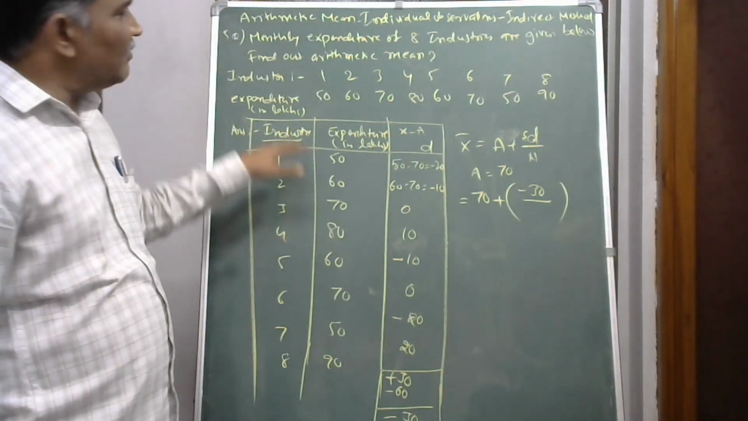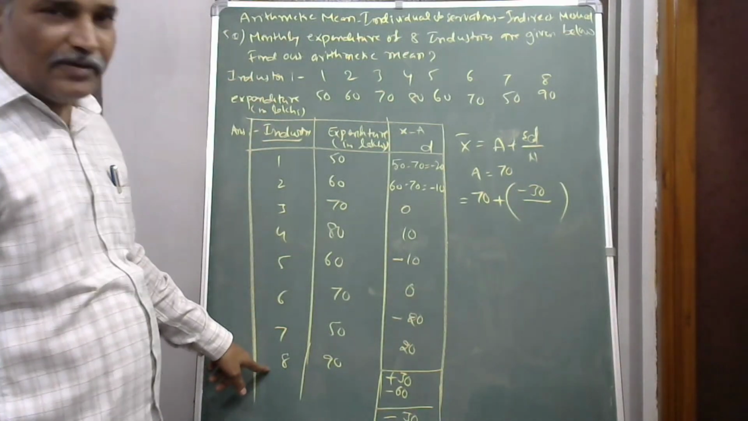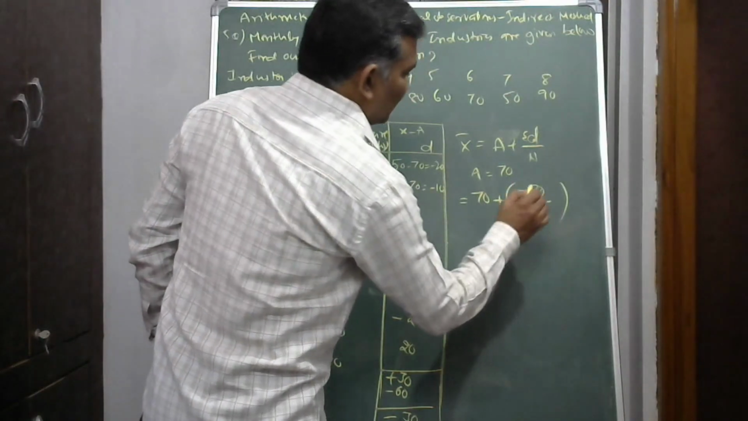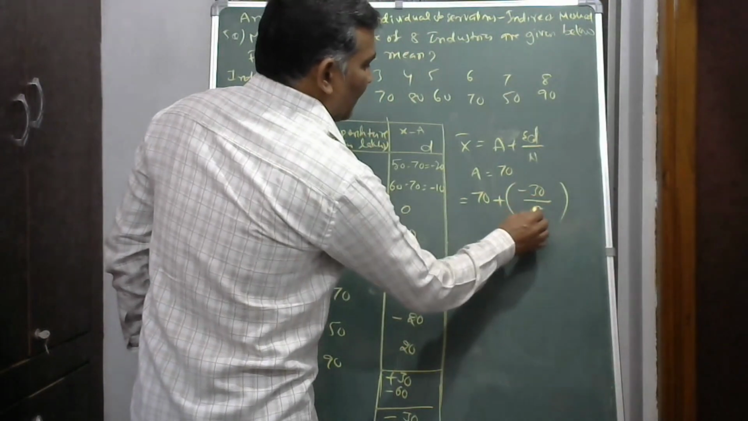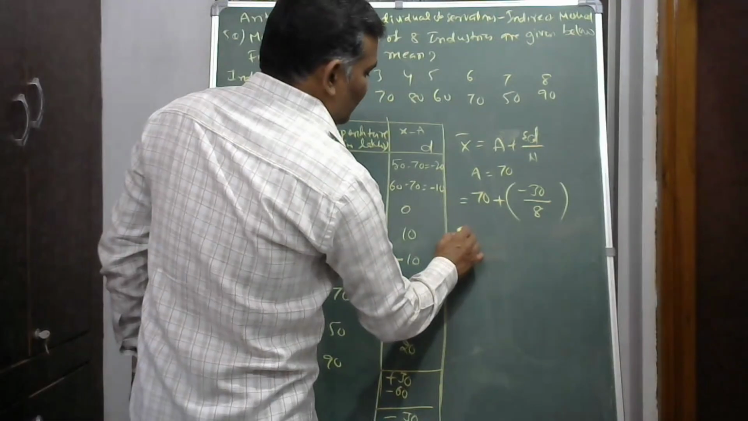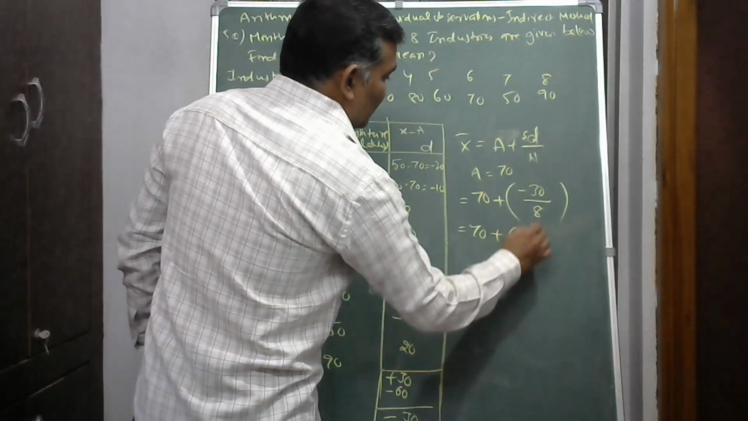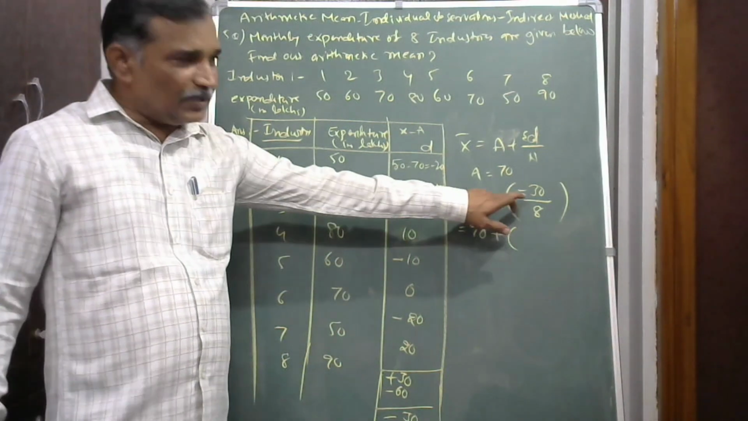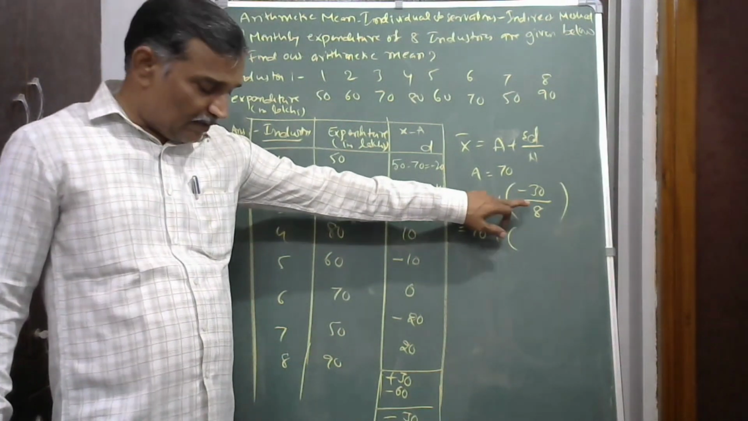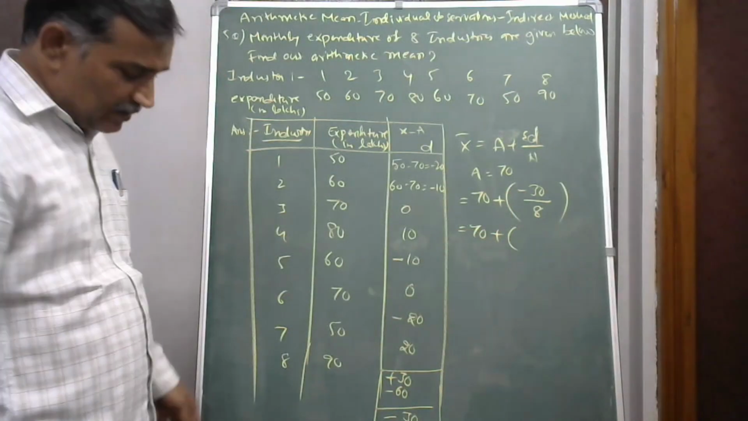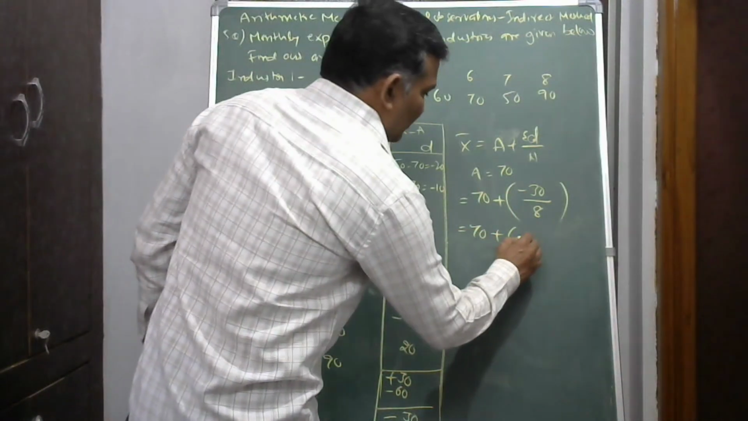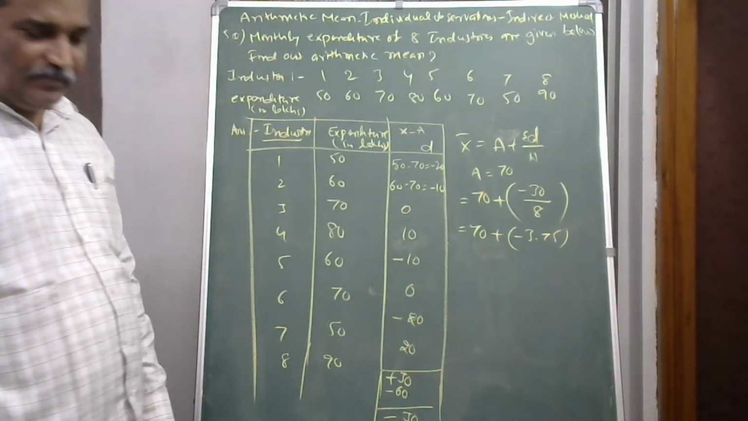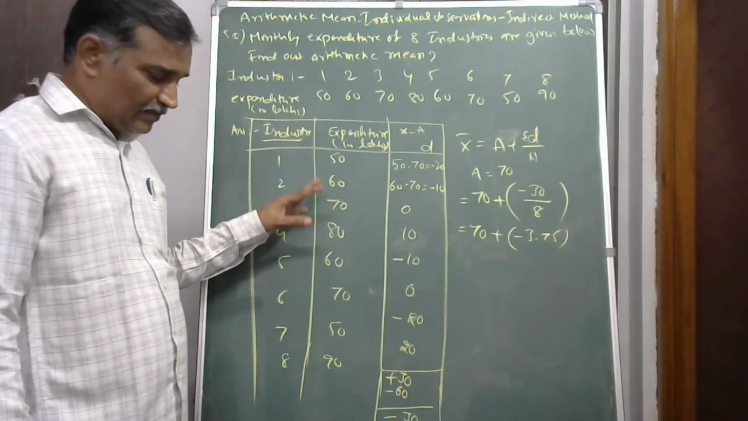N means the number of values given. Here the number of values is 8. So minus 30 by 8. We have to find this by calculation. It comes to minus 3.75.